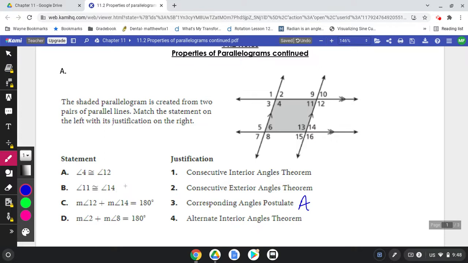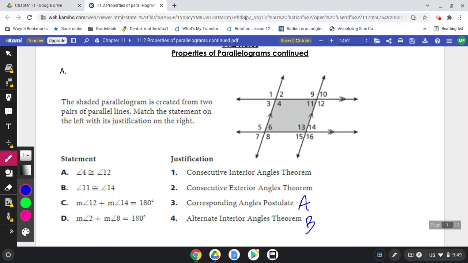Number 11, angle 11 and angle 14. Angle 11's here, angle 14's here. They're on alternate sides, and between these two sets of parallel lines, they're on the interior, they're inside. So alternate interior angles. Letter B will go down here. And we know that both corresponding and alternate interior angles are congruent. Okay, as both of those are marked.